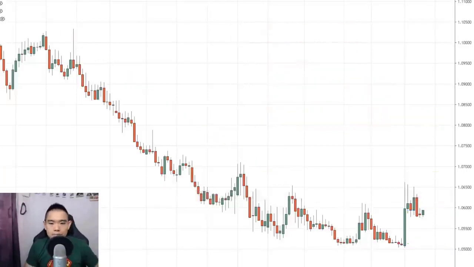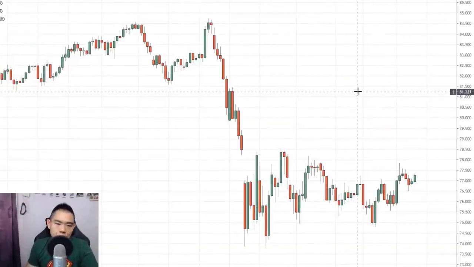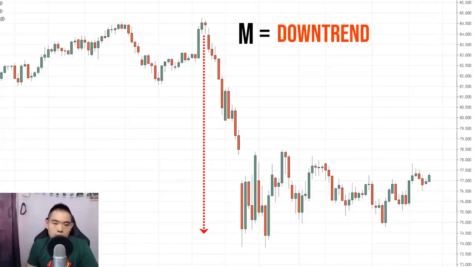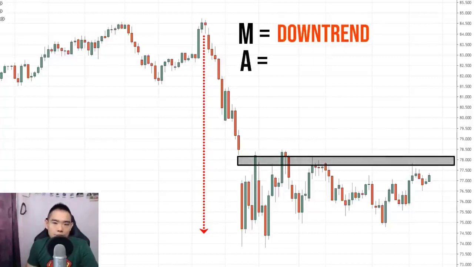Let's look at another example. Canadian yen. Again, what is the market structure? I would say market structure is down. Market is in a downtrend. Area of value, where is it? I would say this is an area of value at resistance. So we call it R.